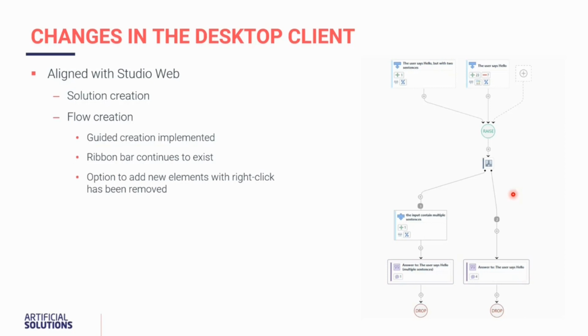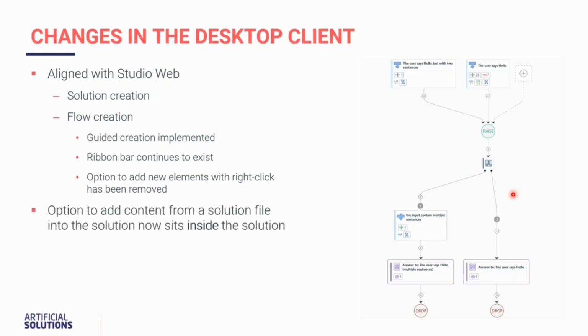So if you were used to adding elements by right-clicking on a node and then adding something after that, then that option, I'm afraid, has been removed to align the two interfaces. And then we leave the ribbon bar in the desktop, so you still have that one and can work with that. Okay, and then you get the pluses instead of the right-click option.